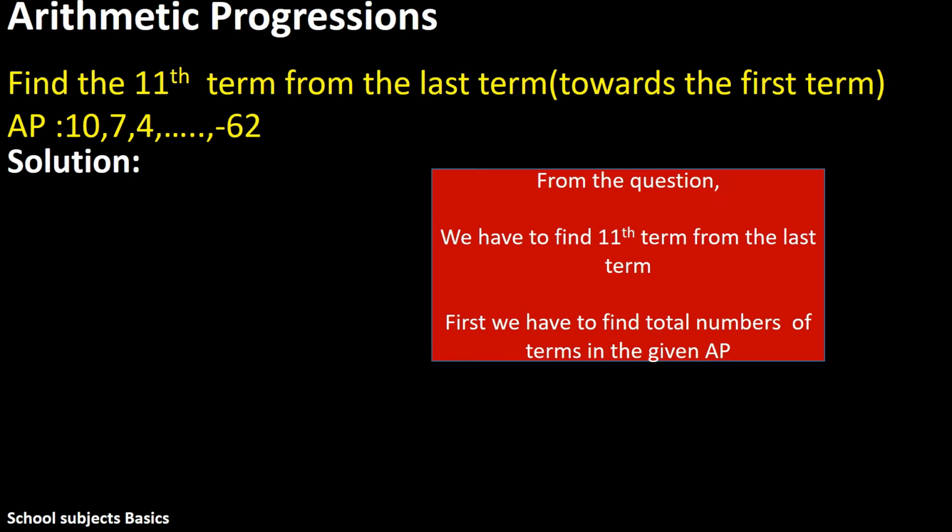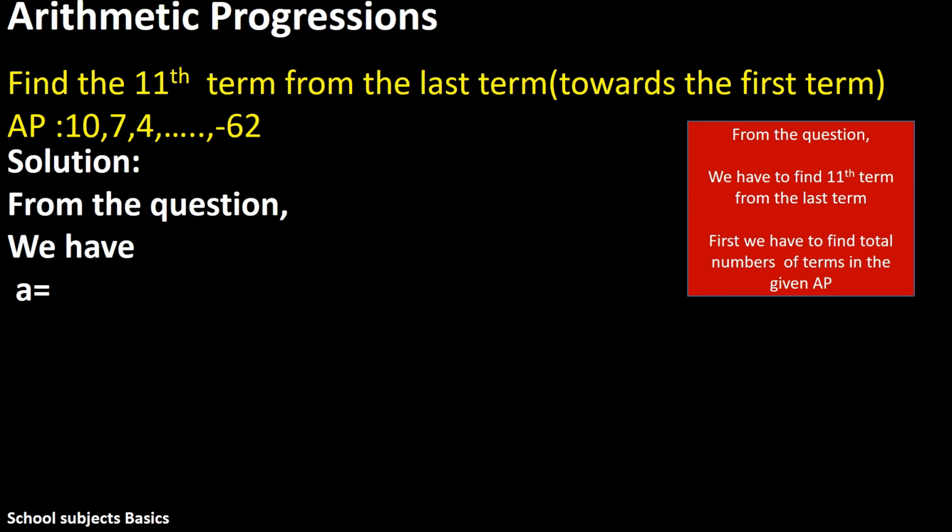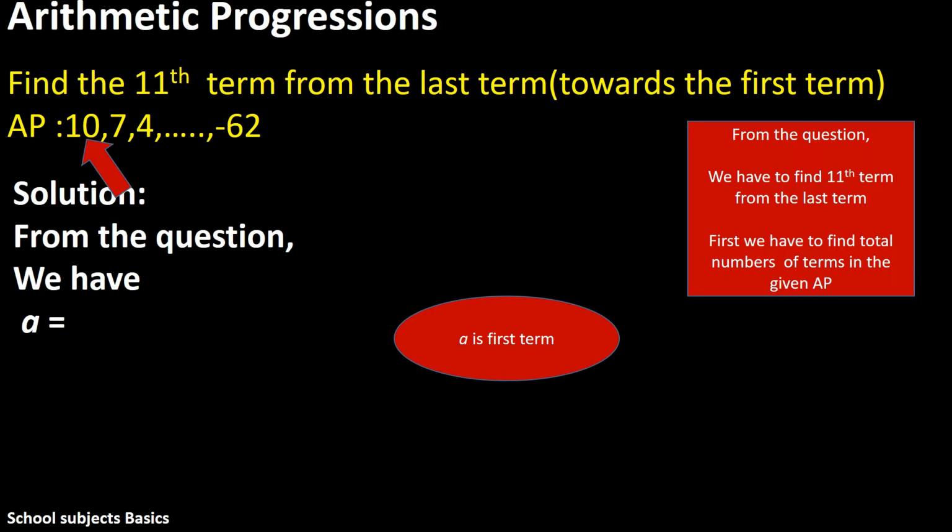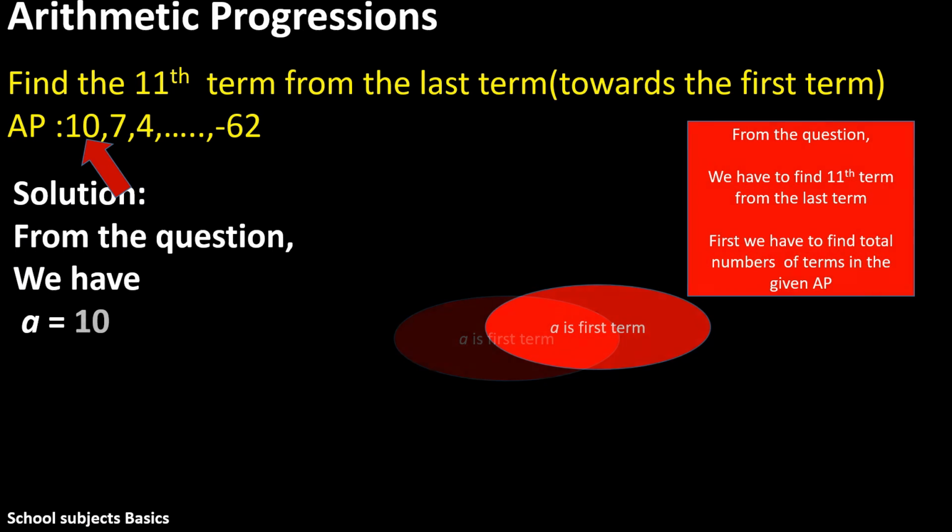First, from the question, A is the first term. So we can directly write A is equal to 10 from the given AP, 10, 7, 4 till minus 62. So next we can find the value of D.